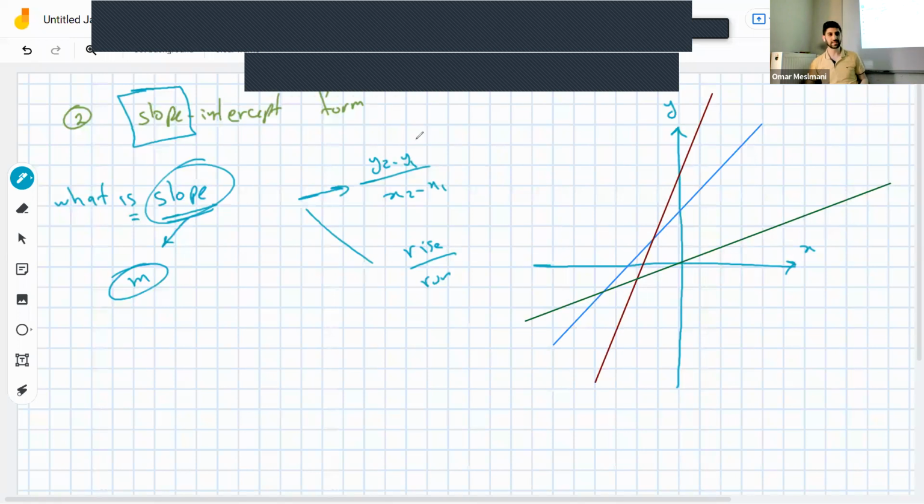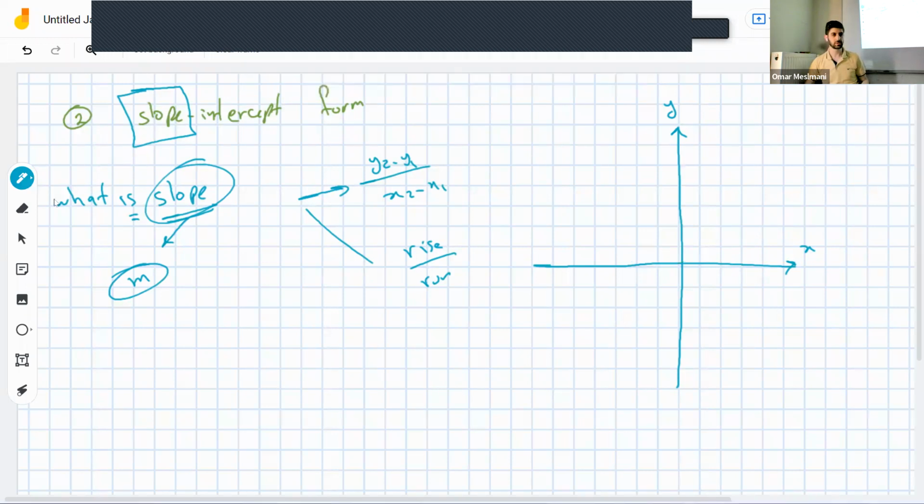As you can see, this line is increasing, but it's increasing so slowly. Yes or no? It's increasing, but at a slow rate. And the blue line is increasing somewhat faster than the green line. Yes. And the red one, this one, is increasing the fastest. So I can have this easy definition by saying this.